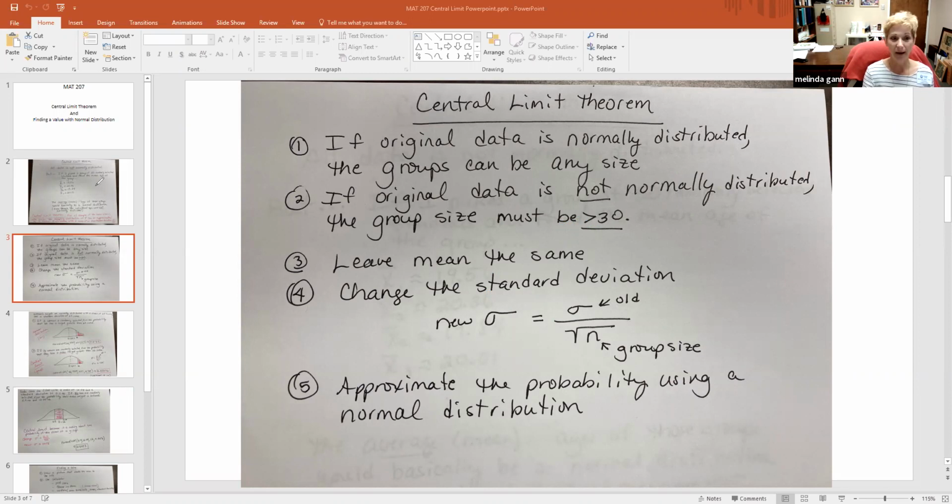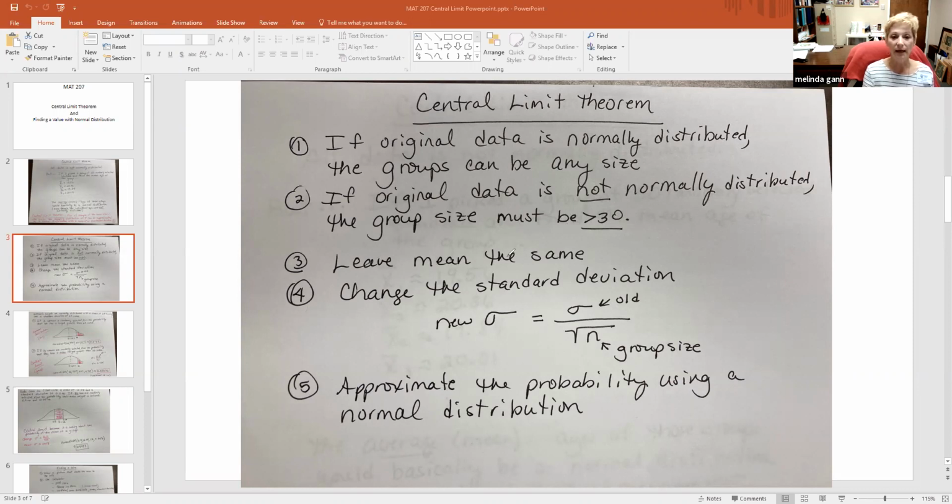So that's why if you go back and look at the previous slide, if you reverse this video, you'll notice I was grabbing group sizes of 50, okay? So if you're not sure if the original data is normally distributed, you better make sure your group size is bigger than 30, okay? So how are you going to work the problem?